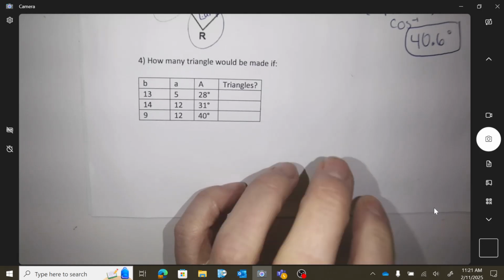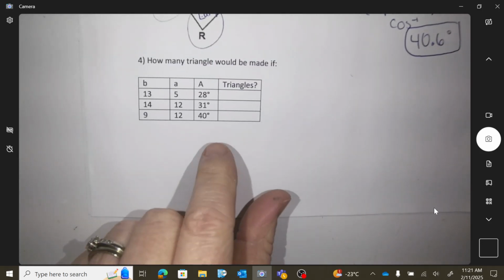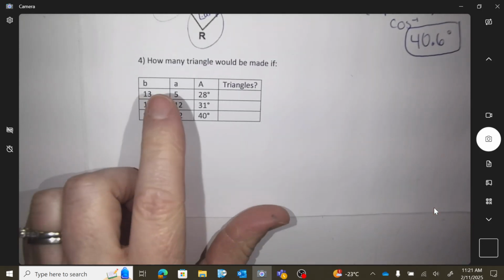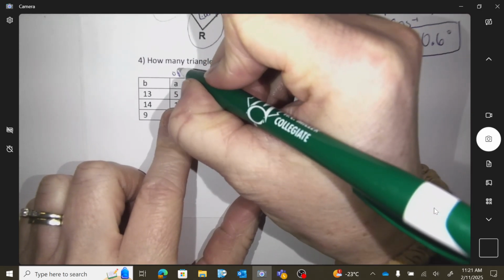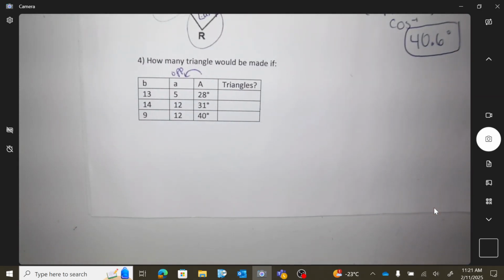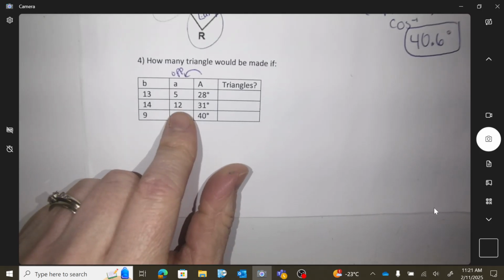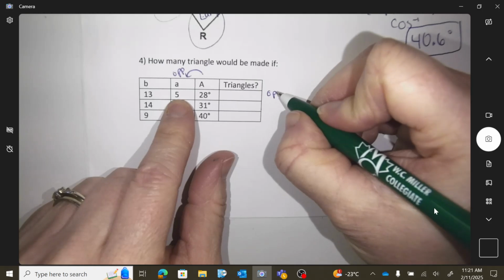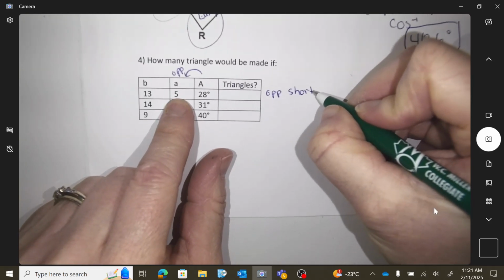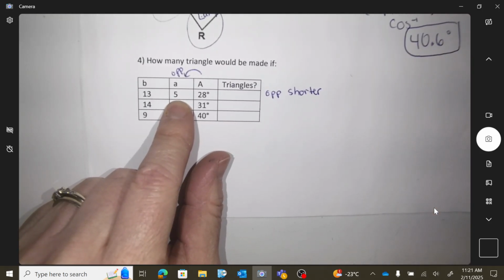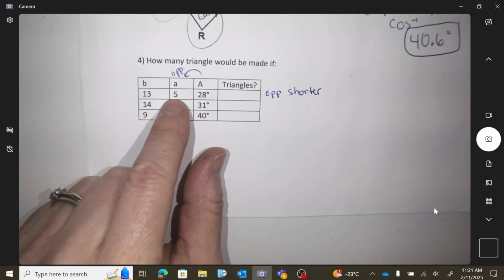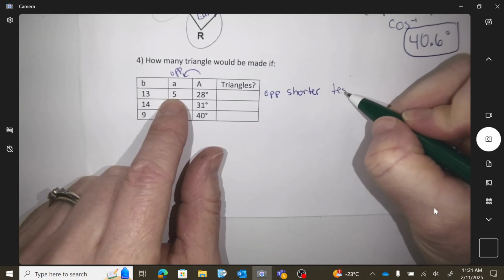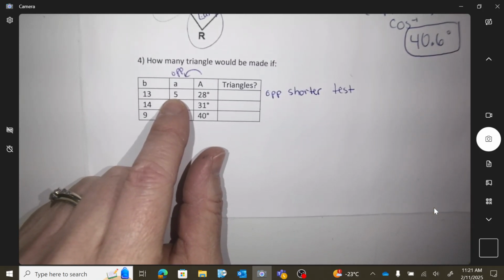Okay, ambiguous. So this is 3 points here. How many triangles? So I'm going to go opposite. So A is opposite of A. Okay, so opposite is shorter. The opposite was shorter. What do we have to do if the opposite side is shorter? We have to test.